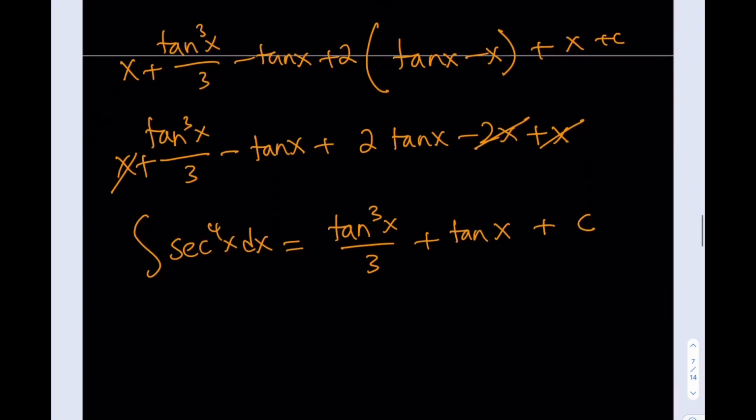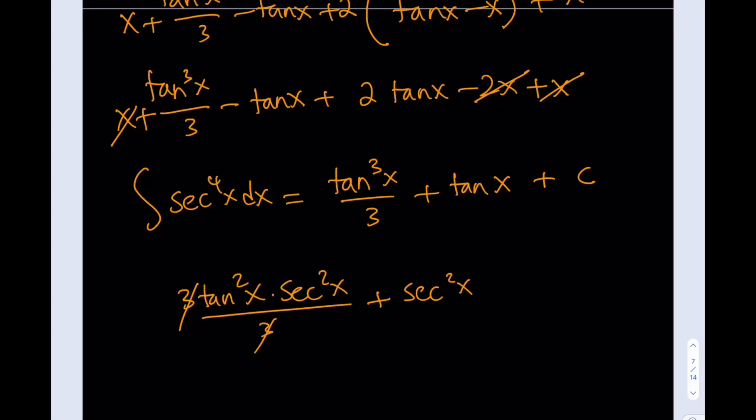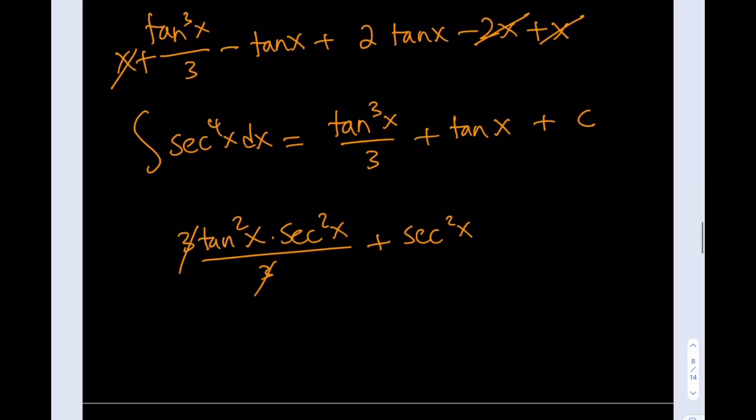Okay, let's go ahead and quickly check this. How do you differentiate this? Just differentiate tangent cubed. You would write it as 3 tangent squared, and you would use the chain rule. The derivative of tangent is secant squared, right? Okay, cool. And then the 3 would cancel out. So basically you would get rid of those. Plus the derivative of tangent is secant squared x. Derivative of c is 0. Great. That's why we have a constant.